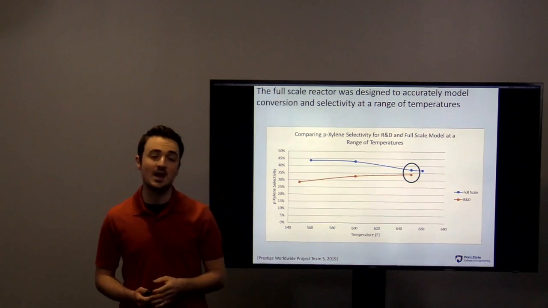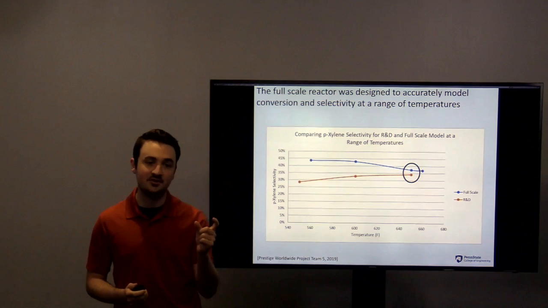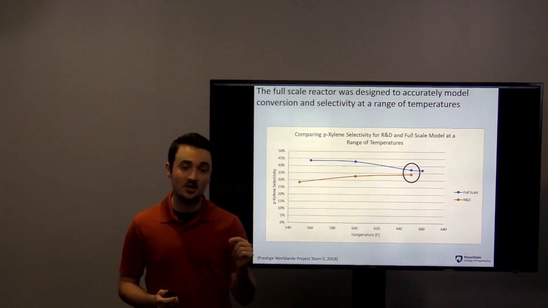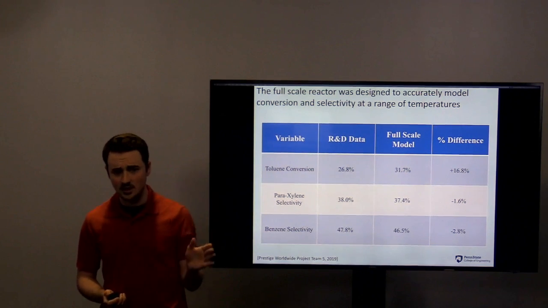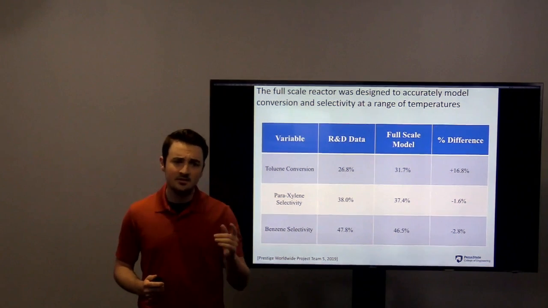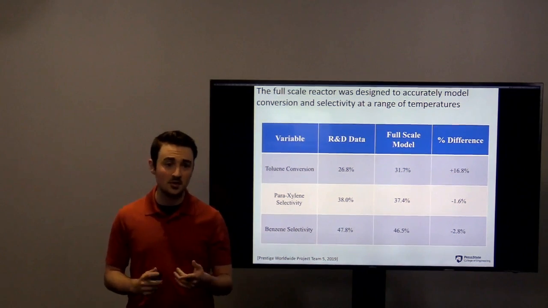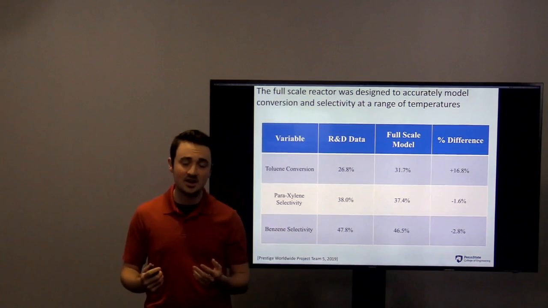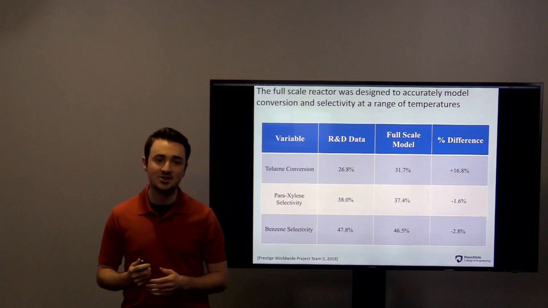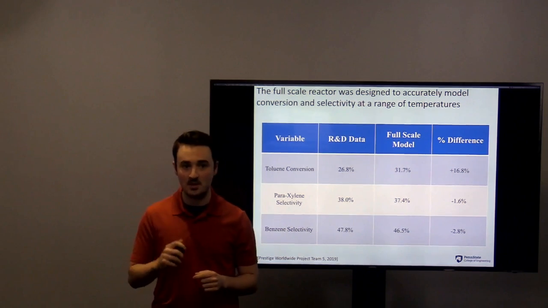You can see here that the paraxylene selectivity is a much closer fit for the full-scale versus the R&D model. There's only about a 2% difference there. And so I highlight here for you the variables that we're looking to control: the toluene conversion, paraxylene selectivity, and benzene selectivity. The reaction kinetics were optimized to help match these versus the R&D data in our full-scale model.